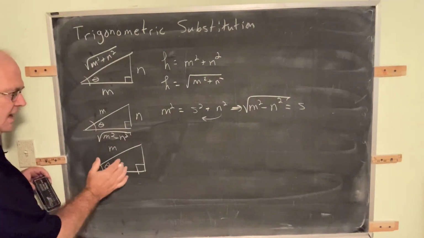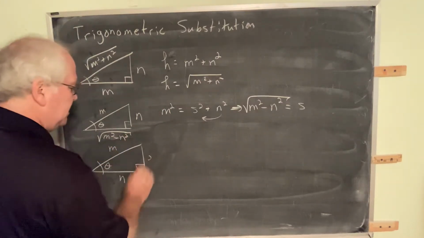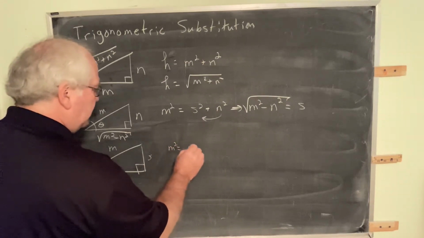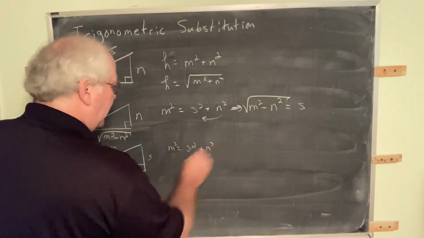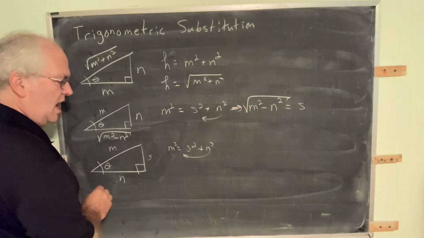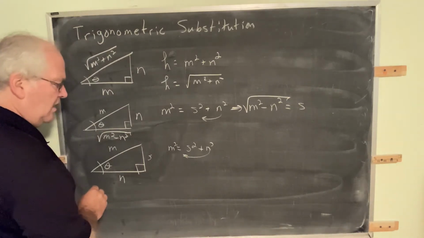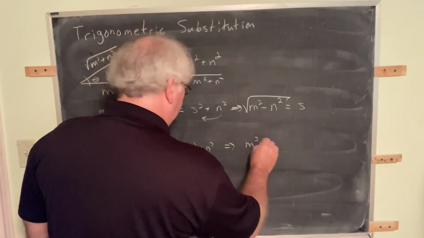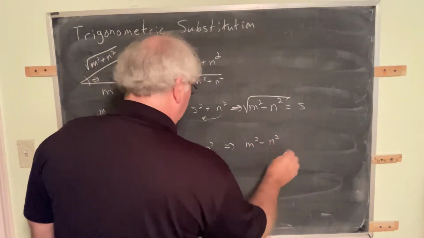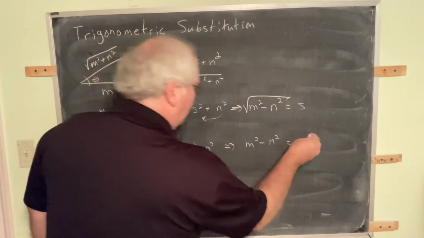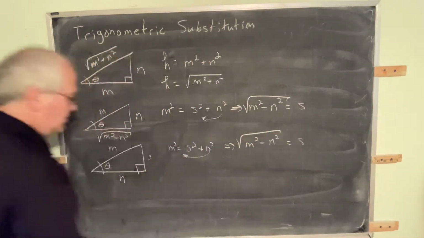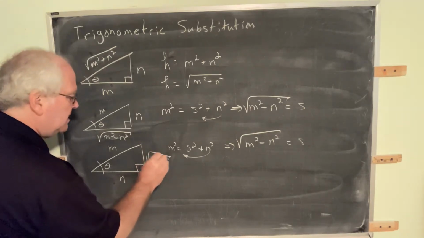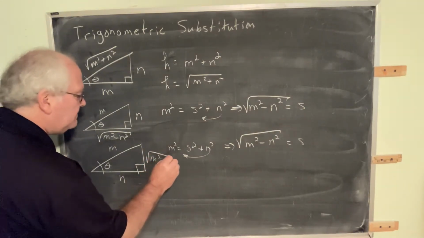And then the third scenario is very similar to it. Call this the side now. We know that m squared is equal to s squared plus n squared. Again, move the n across, so that m squared minus n squared is equal to s squared. Again, we don't want s squared, so we introduce the radical. And so this side is the square root of m squared minus n squared.